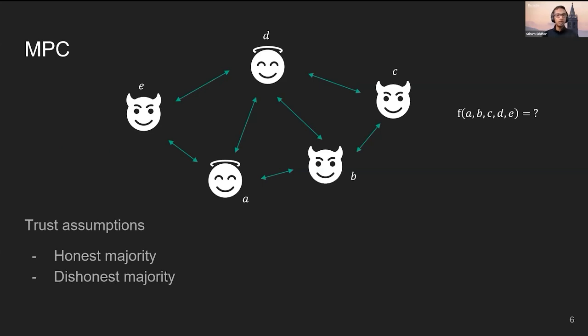So a quick primer on MPC is you have multiple parties with some potentially private inputs, and they want to compute a joint function on all their inputs. And we can have multiple trust assumptions. So we have honest and dishonest majority. And each of these have different trade-offs, different properties that you can get for protocols.